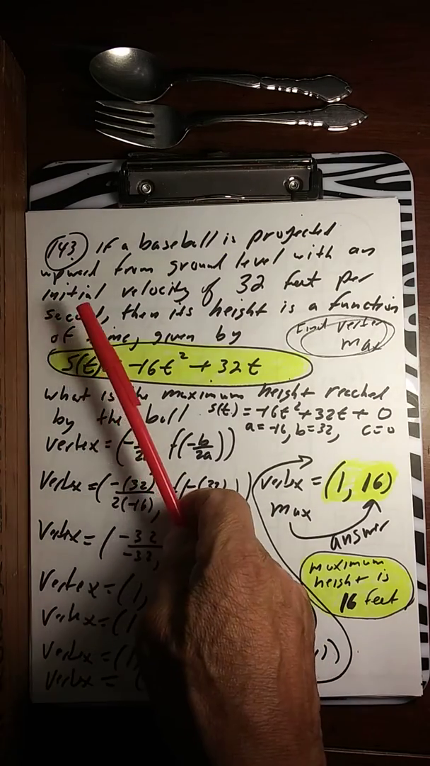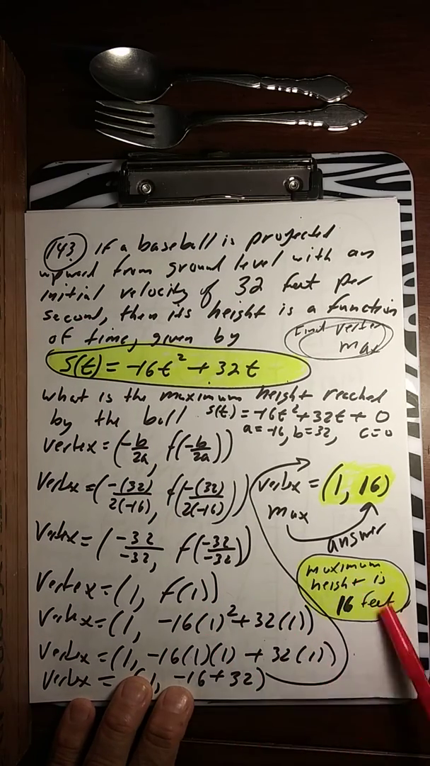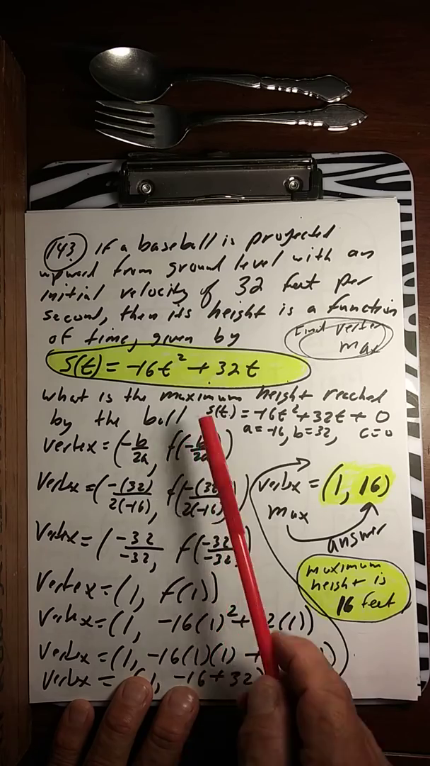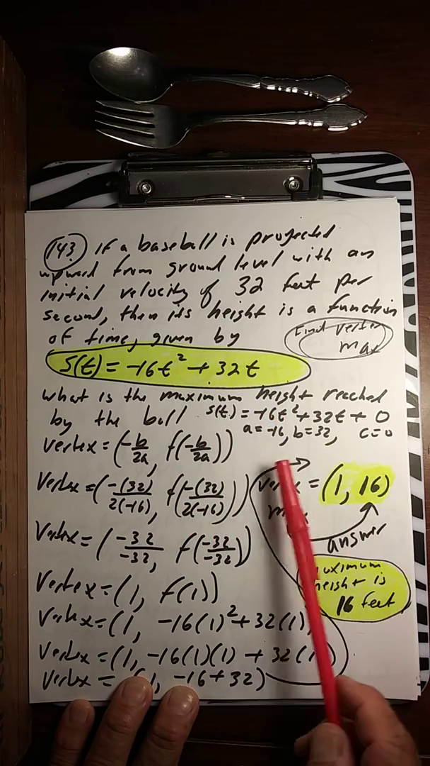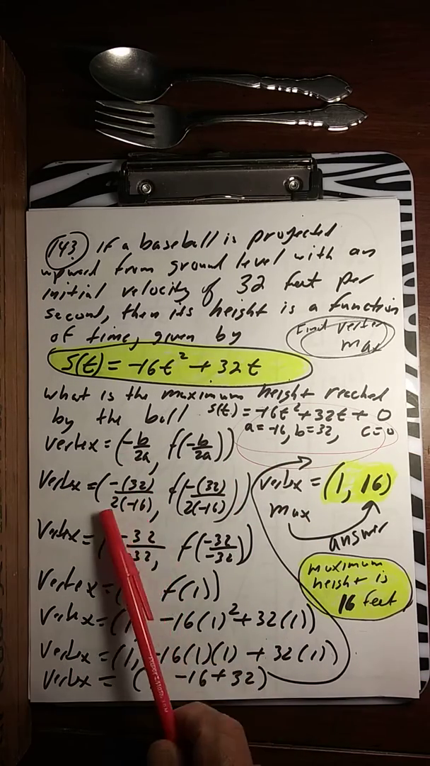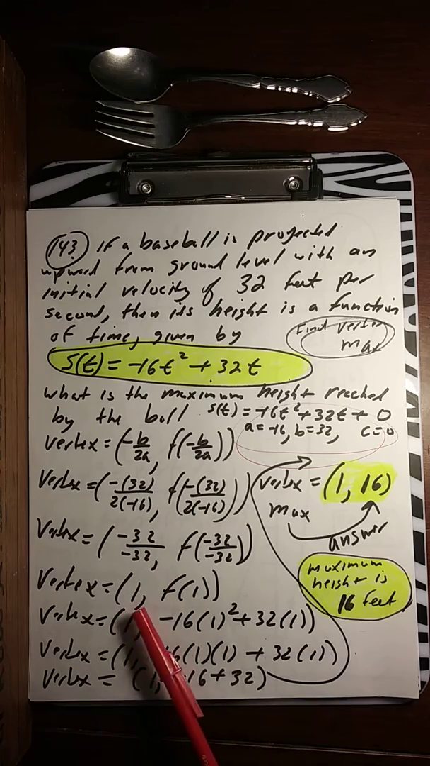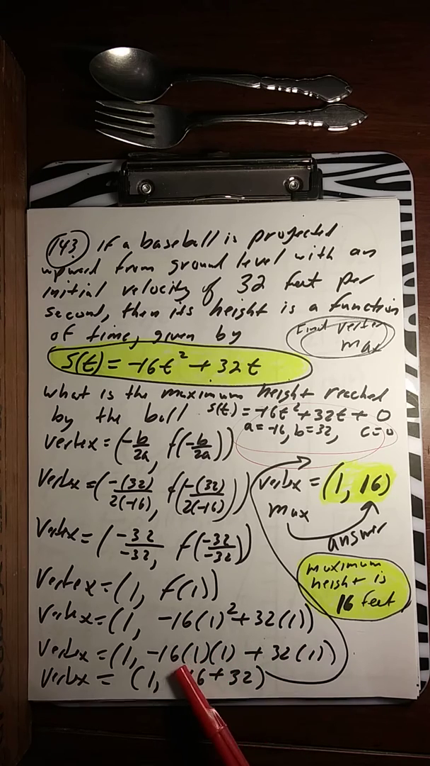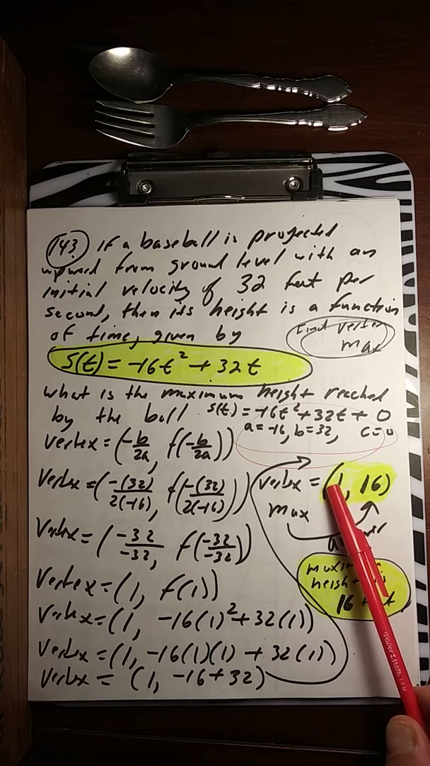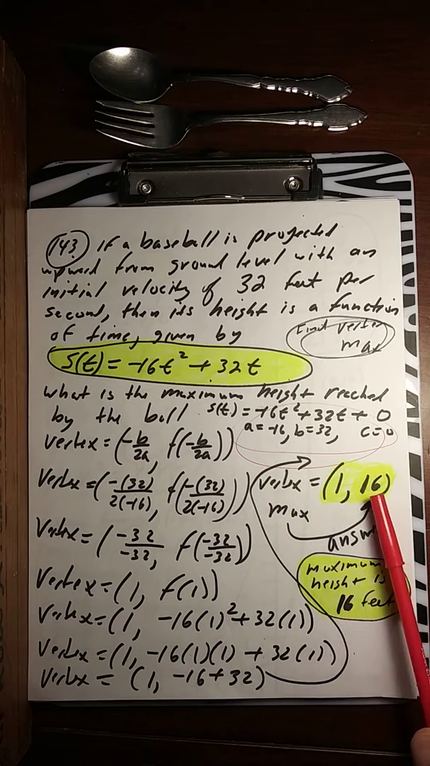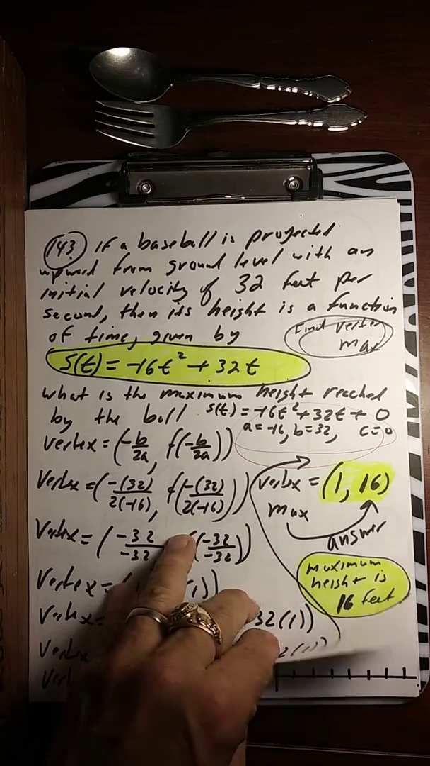A baseball is projected upward from the ground. That means it's like a little parabola going like this. So what is the maximum it goes? So from there to there. So vertex is -b over 2a. There's a, b, and c. Put these numbers in there. -32 over this. So that's going to be positive 1. F of 1 means put it in there. 16 times 1 squared plus that. 1 times 1 is 1 times that 16. 32 minus 16 is 16. So at (1, 16), that means that this is going to be a what? The max. The max is going to happen at (1, 16). 16 is the maximum height.